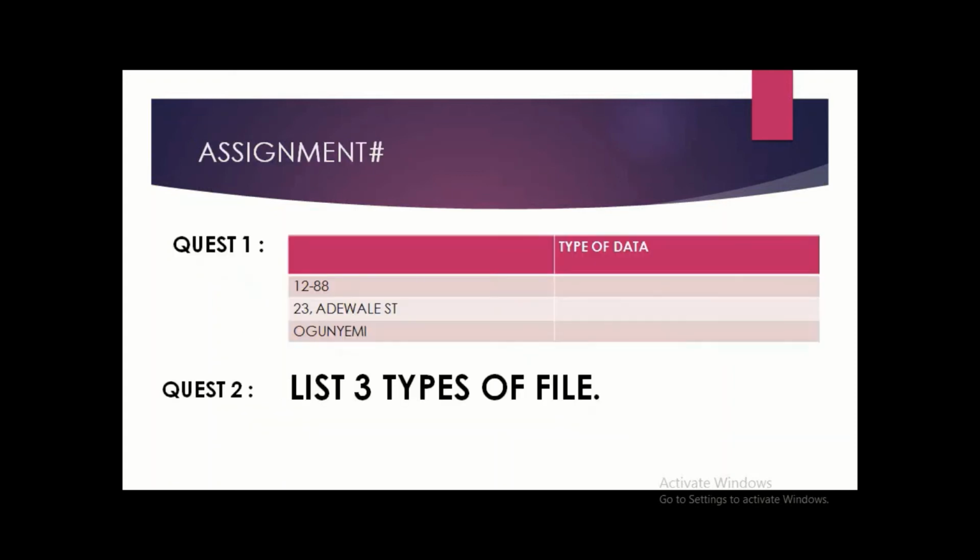So I'm giving you an assignment. Take this down and submit it next class. Question 1: we have the first data, 12 to 88. What type of data does it belong to? Look at the second data, 23 Adewale Street. What type of data does it belong to? Oguyemi, what kind of data does it present? Put the type of data there. Then list at least 3 types of file. I hope you can remember that.